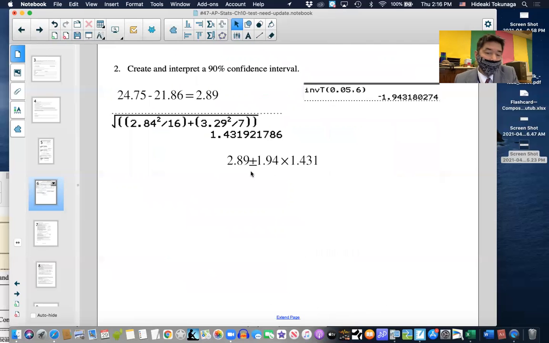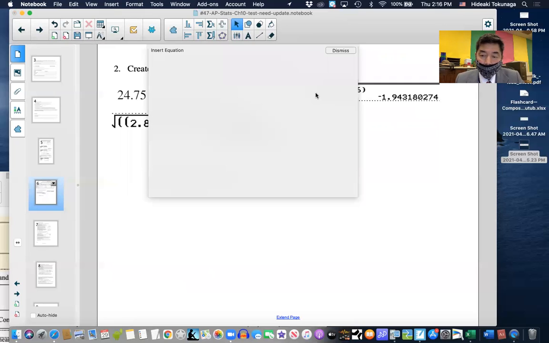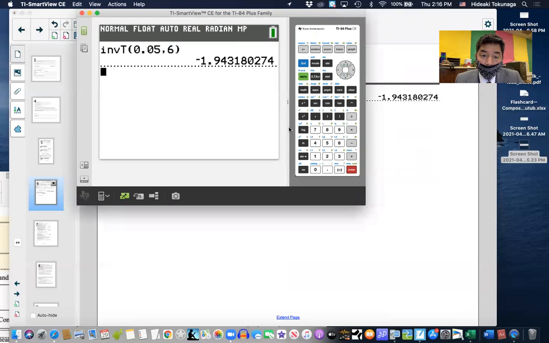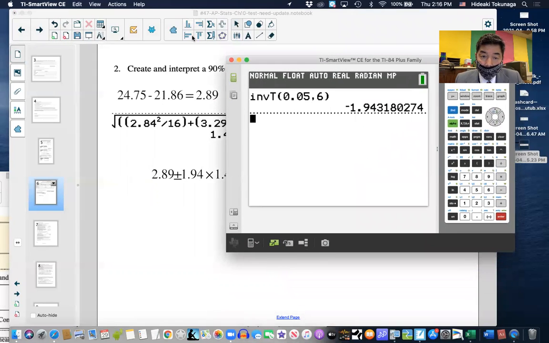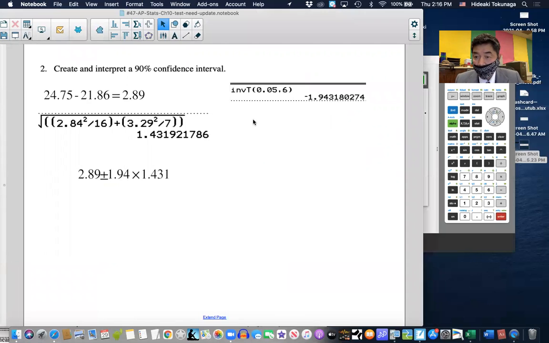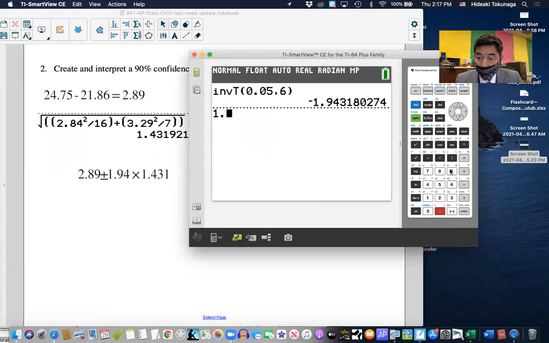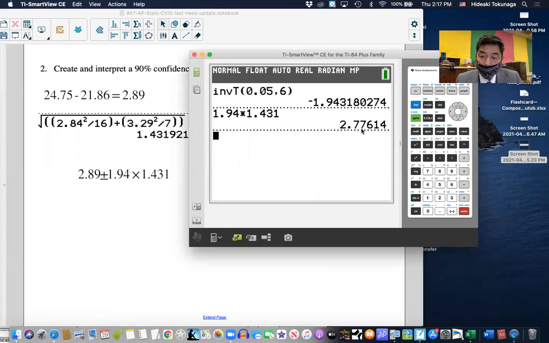So let's plug in. The part after the plus or minus sign we call the margin of error. So let me calculate the margin of error, which is 1.94 times 1.431. Okay, so that is 2.776.